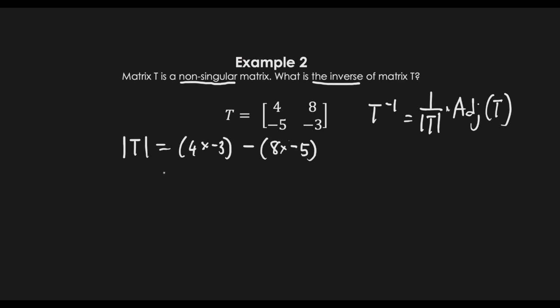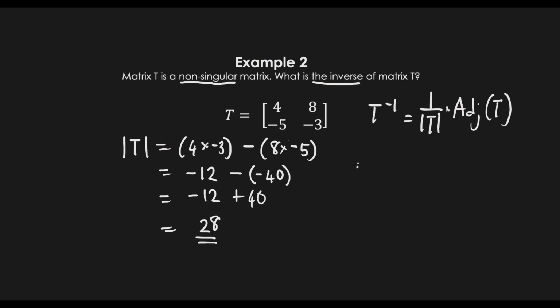So what you'll see here is 4 times negative 3 is negative 12. And we're subtracting 8 times negative 5. So a positive times a negative is a negative. So 8 times negative 5 is negative 40. So we'll end up with minus 12, and then the minus and the minus will give us plus 40. So we'll end up with 28. So negative 12 plus 40 is 28. So our determinant is 28.